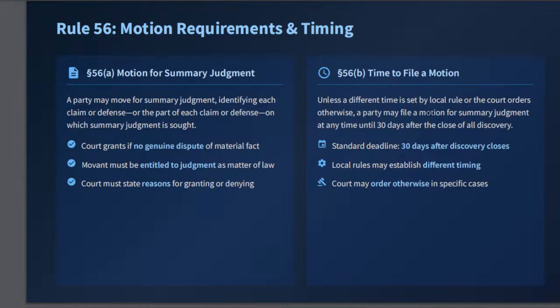A party may file a motion for summary judgment at any time, but until 30 days after the close of all discovery. Keyword, all discovery. The standard deadline is 30 days after discovery closes, but local rules may establish different timing. Court may order otherwise in specific cases. So the court order is the one that's really going to make or break what happens here in those cases with the timing. So a court order in most cases would be able to overrule these other, standard deadlines.